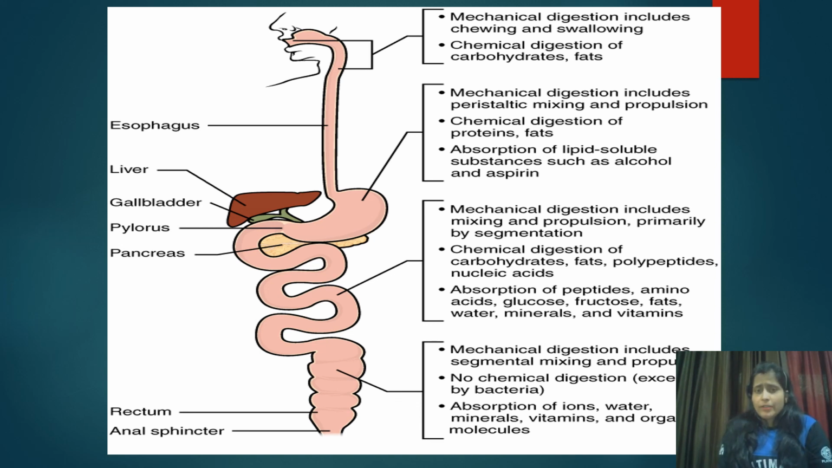We have understood the role of everything: mouth, esophagus. We have understood the role of the liver, gallbladder and pancreas also, and we have understood the role of the small intestine and large intestine, and finally the role of the rectum and anus.